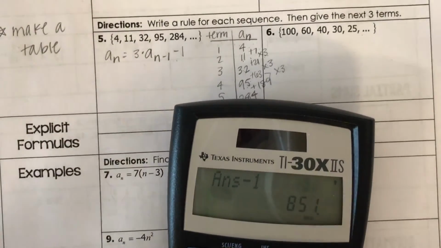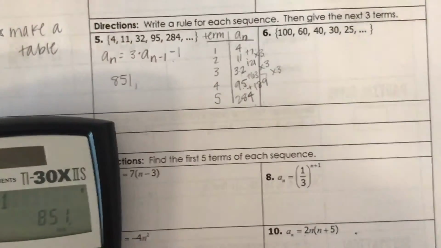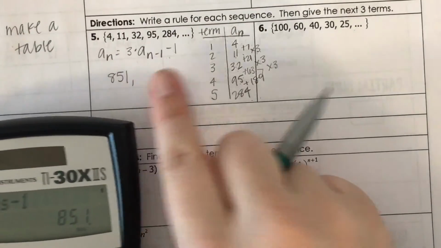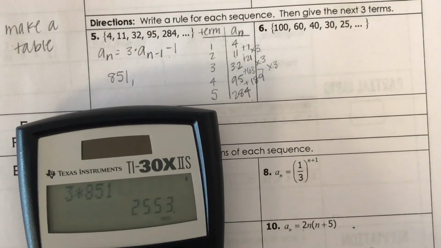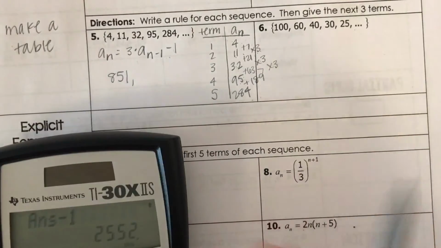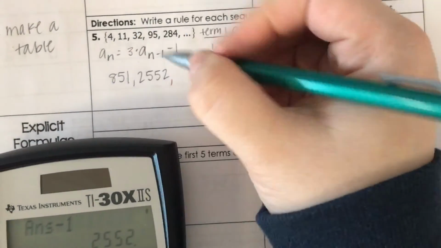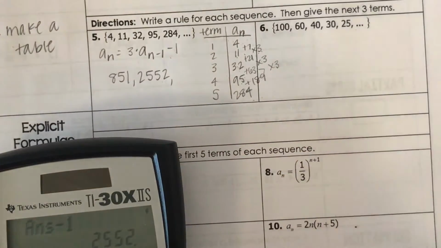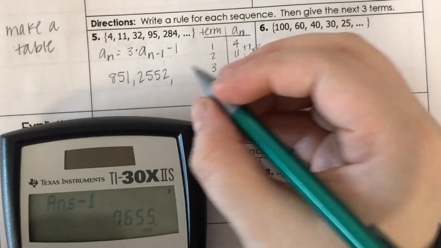So our 6th term is 851. We're going to use this one to find our 7th term. So 3 times 851 minus 1, 2552. And then we're going to use this one to find our last term that we're looking for. So 3 times 2552 minus 1, 7655.